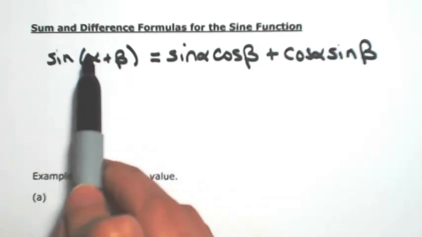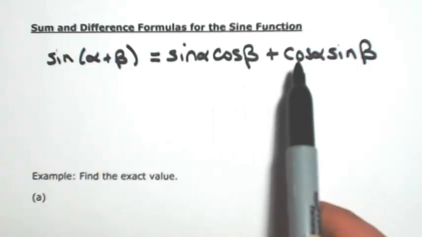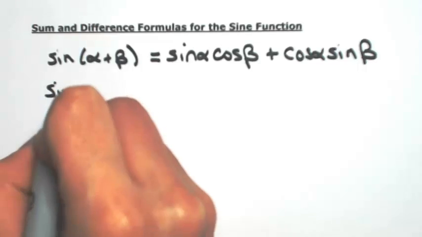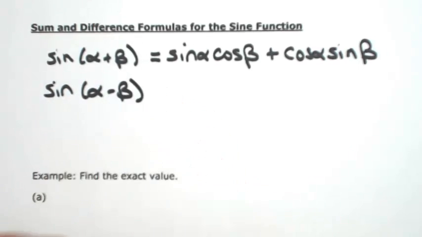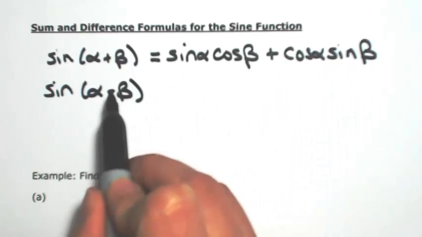Okay, so again, it's not as simple as just distributing that sine. That is not correct. So it goes sine, cosine, cosine, sine, with that plus in the middle. Then the same thing works if I want to do the difference of those two angles. It's still going to be sine, cosine, cosine, sine, but then we're going to change that to a minus.